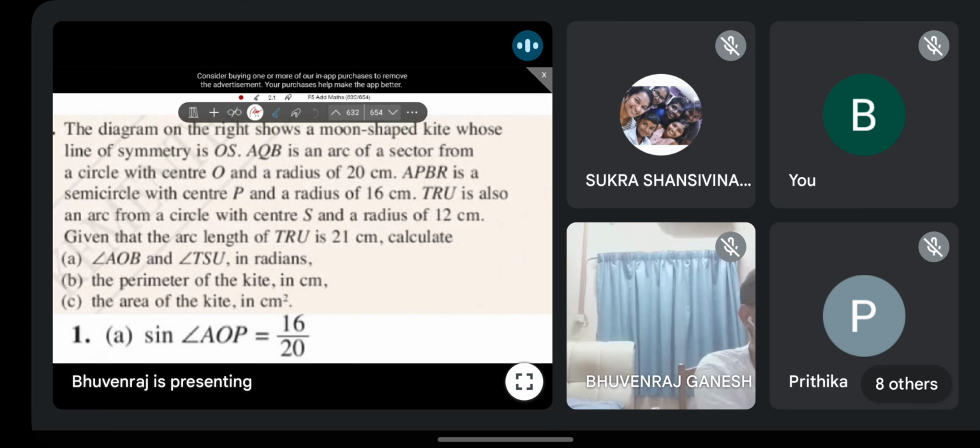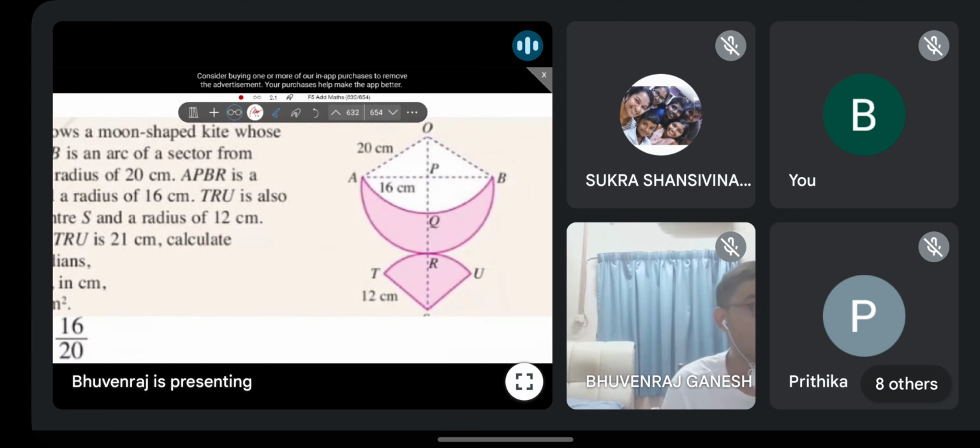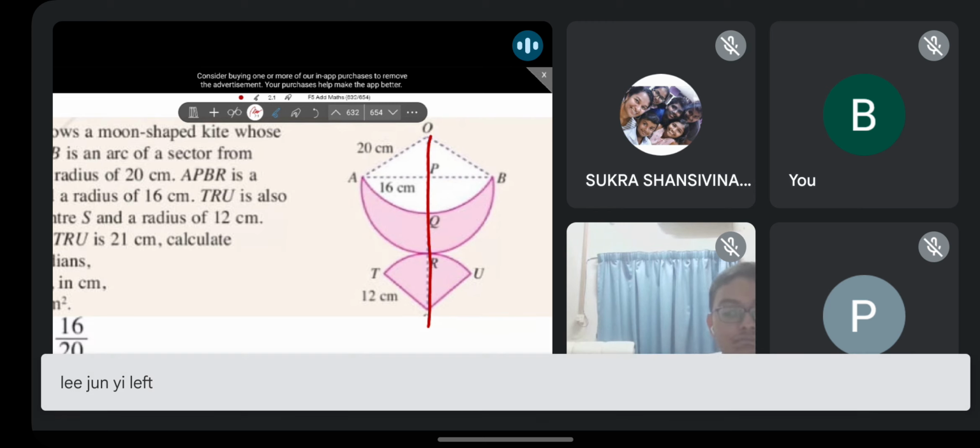So they say that the line of symmetry is OS. Okay, paksi simetri is OS. So if we see over here, OS. Okay, so guys, when they tell you line of symmetry, what is the information that you can get? Bila mereka cakap line of symmetry, they tell this is the line of symmetry. So what is the information you all can take out from here? Anyone? Can you all tell me? What information can you get when they say it's line of symmetry?